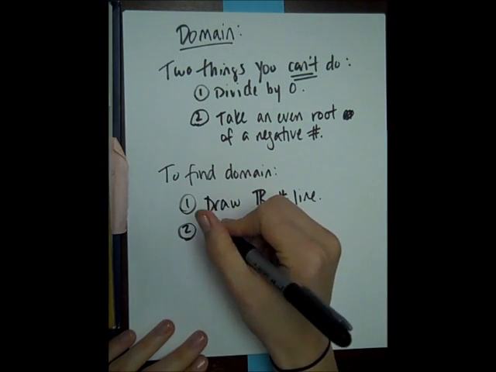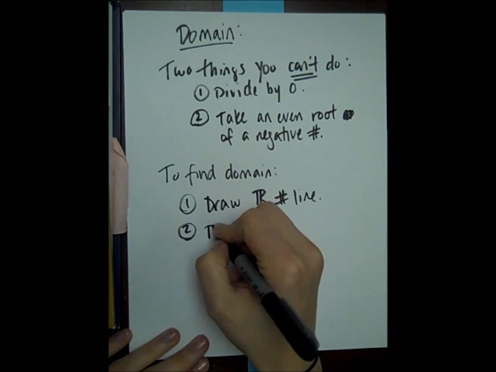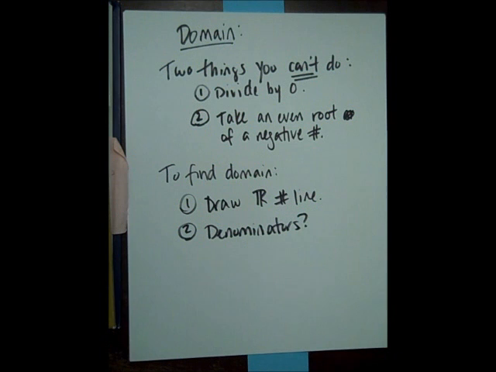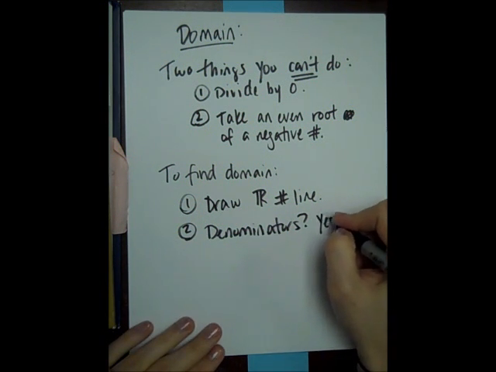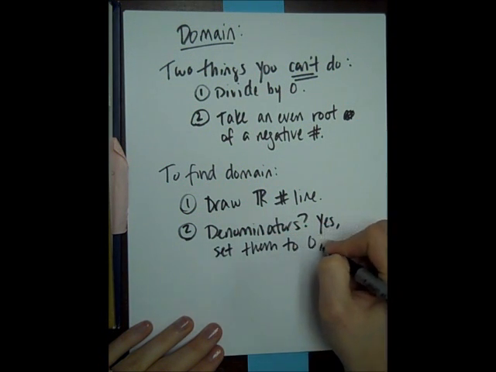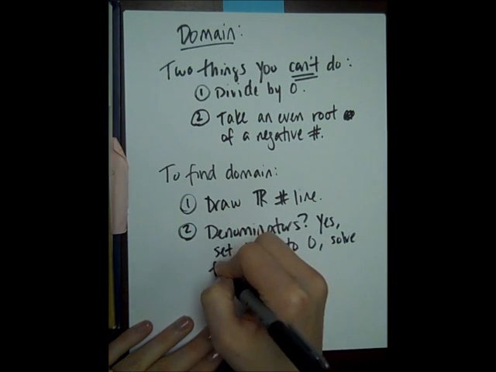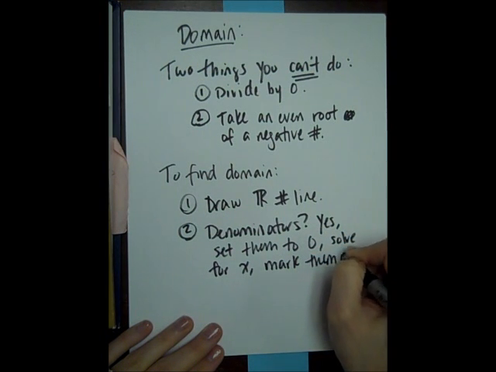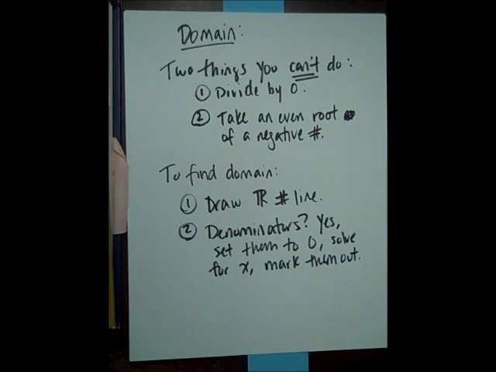Second thing you're going to do is ask yourself, does my function have any denominators? So are there any places in my function where I'm dividing by anything? If the answer to this question is yes, set them to 0, solve for x, and mark those out on the number line. So that's your second step. You're going to say, are there any places where I'm dividing by anything? If the answer is yes, set those denominators equal to 0, solve for x, mark those out on your number line.